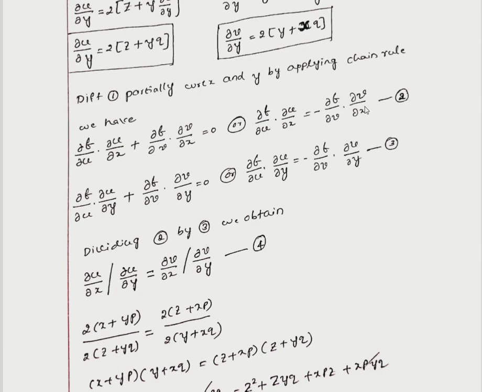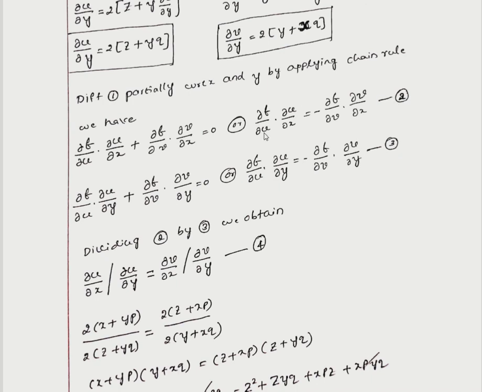Call this equation 2. Similarly, differentiate equation 1 partially with respect to y by applying the chain rule. First, differentiate f with respect to u, because f is a function of u, ∂f/∂u, and then differentiate u with respect to y partially. Plus again differentiate f with respect to v, next differentiate v with respect to y, that is equal to 0. Write this term as it is. Shifting this term to the right side, it will become minus. Call this equation 3.